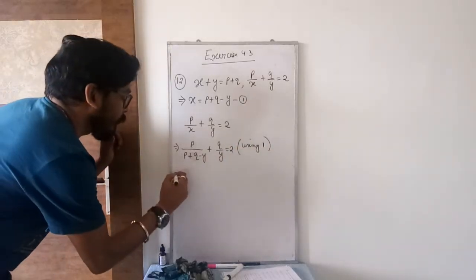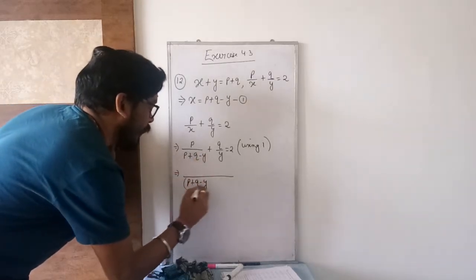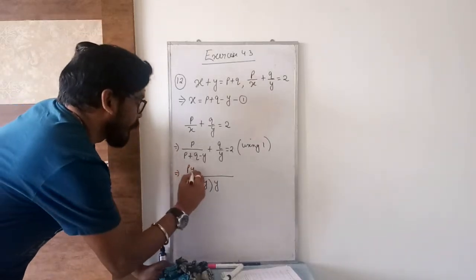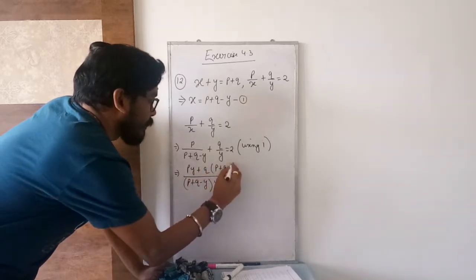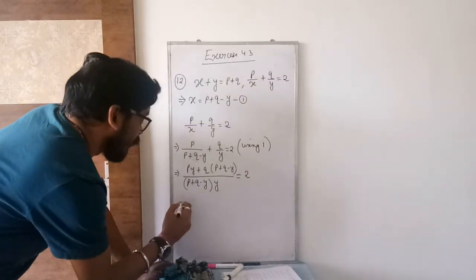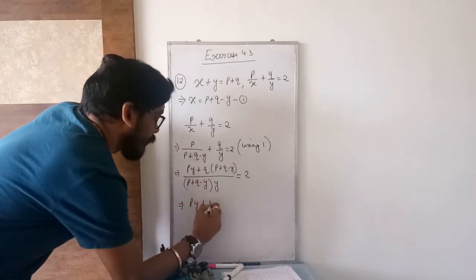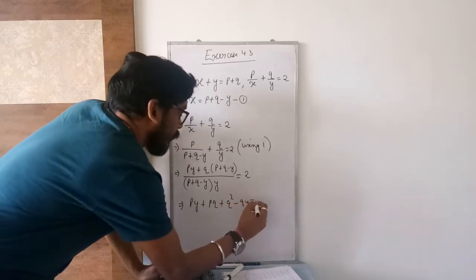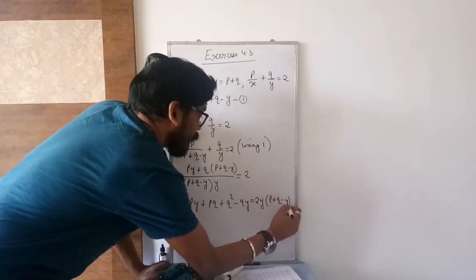Now to solve this part, I will take LCM. So it is (p plus q minus y) into y. This is present here, so it will be py, and here it will be q. y is present, this is missing, so p plus q minus y. Hope it is clear up to this much. Now I will cross multiply. py plus, here it is pq plus q square minus qy, equal to 2y into bracket p plus q minus y.